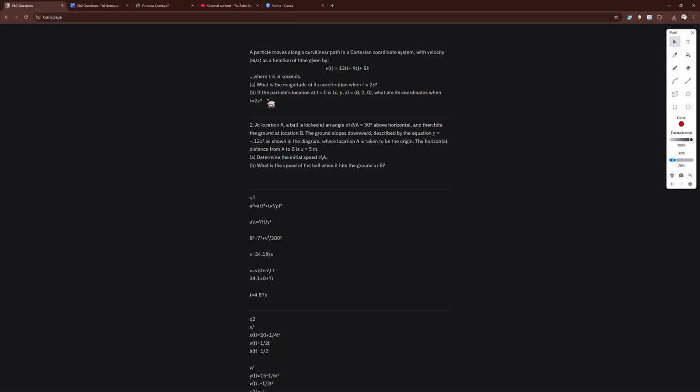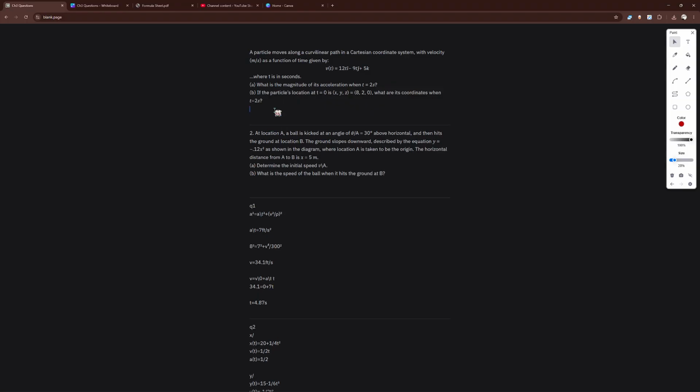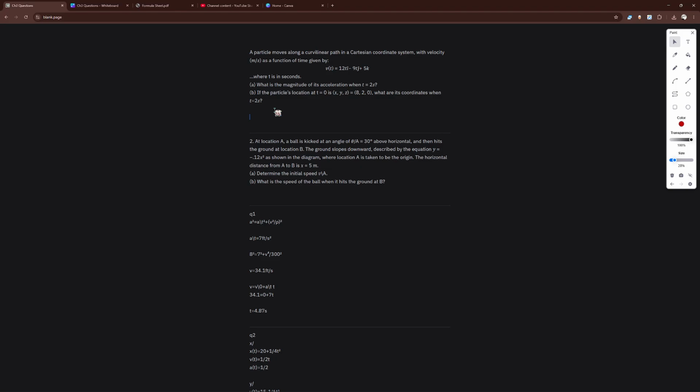Okay, so for this question, let's read it. It says, a particle moves along a curvilinear path in the Cartesian coordinate system with velocity as this function, 12ti minus 9tj plus 5k, t in seconds. What is the magnitude of its acceleration when t equals 2 seconds? To get the acceleration, we just take the derivative of this vector. So it's going to be 12i minus 9j plus 0k. And now we just plug in 2 seconds.